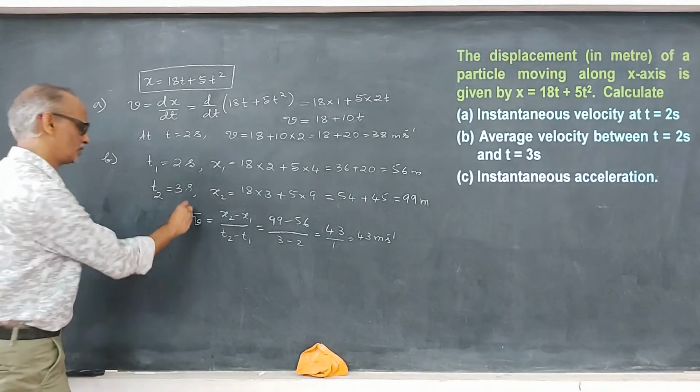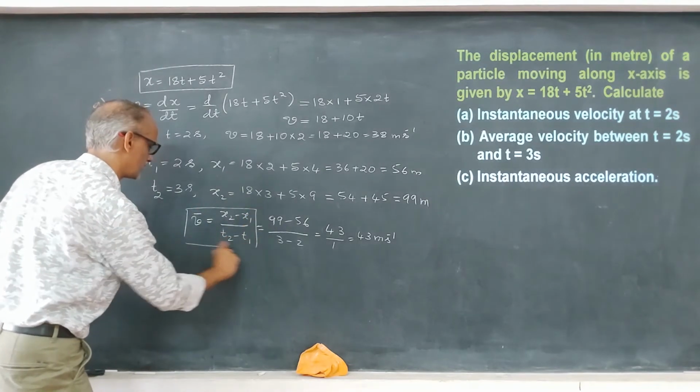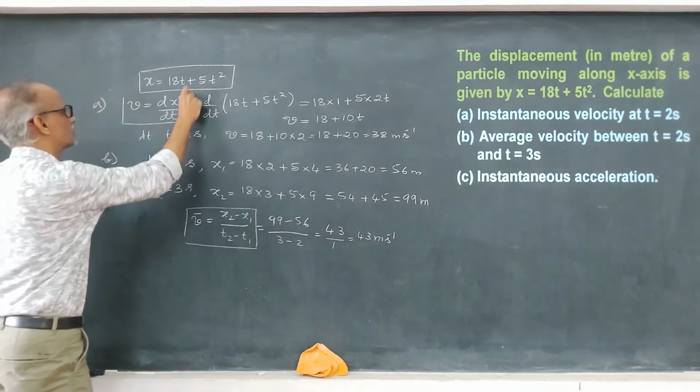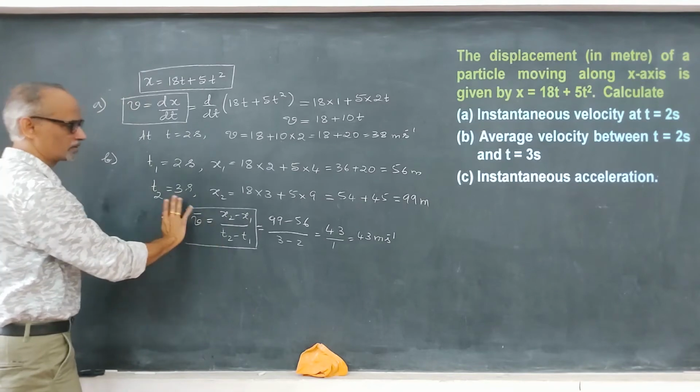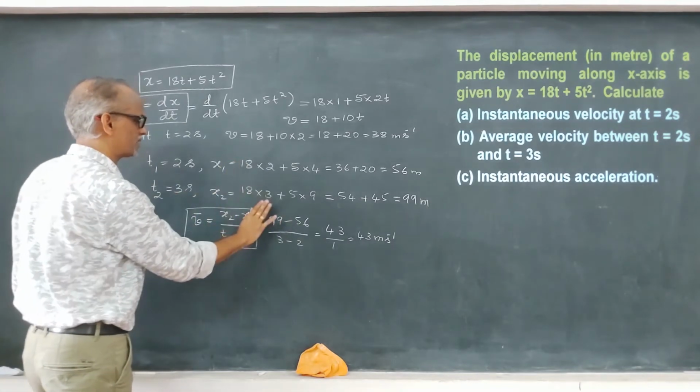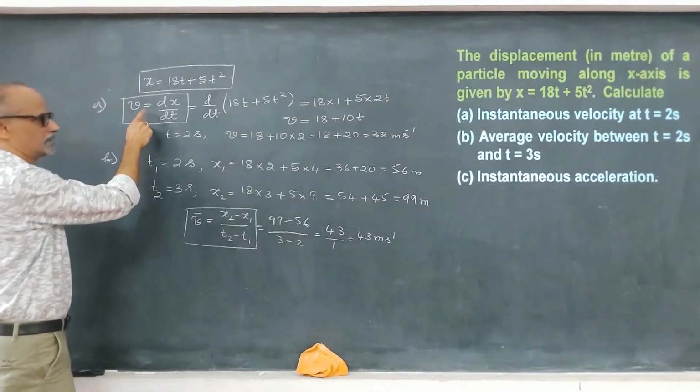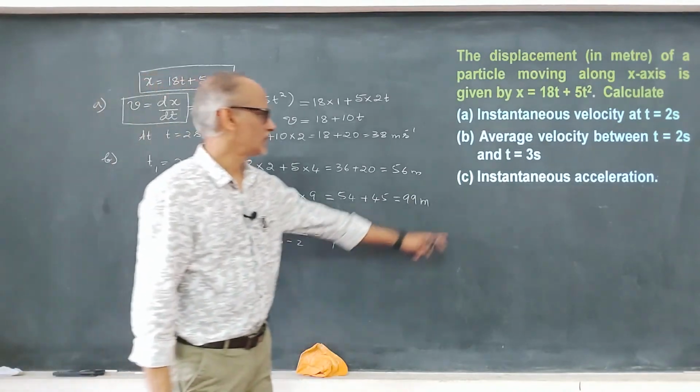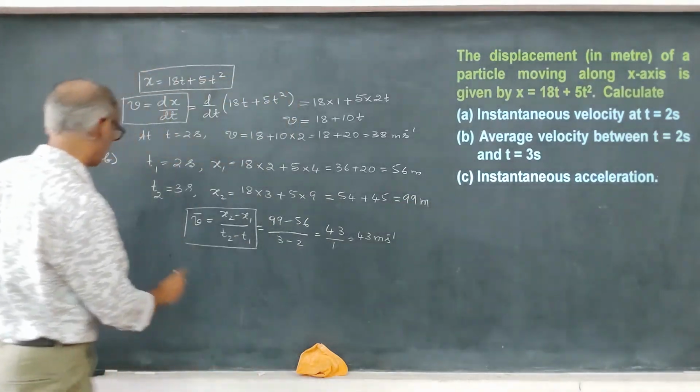Understood, students? So, all these formulas I have revised already. This is the average velocity where we do not use differentiation. We use differentiation only when we measure the instantaneous velocity. Now, I want instantaneous acceleration. So, option C.